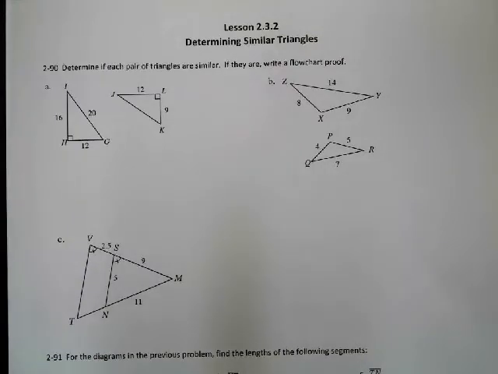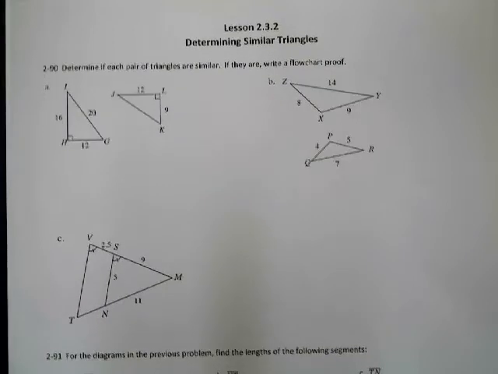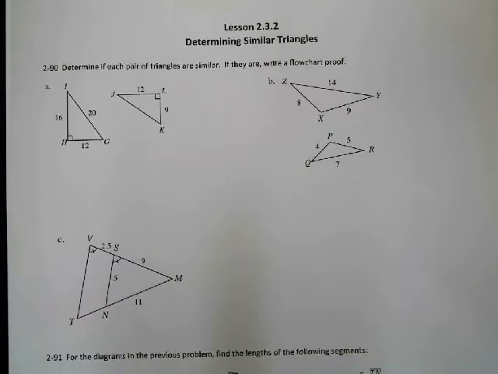We've got lesson 2.3.2, determining similar triangles. All right, so in 2-90, we're going to check to see if the triangles are similar, and if they are, we're going to make a flowchart proof. Remember, with similar triangles, the angles are congruent and the sides are proportional.